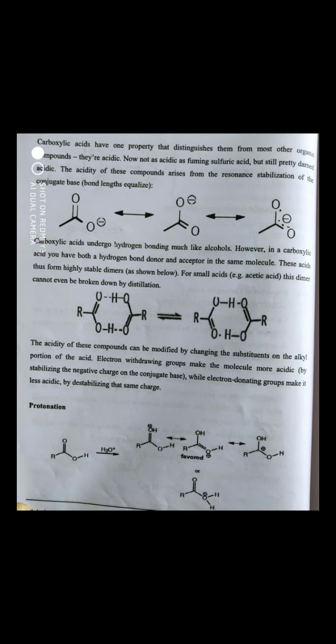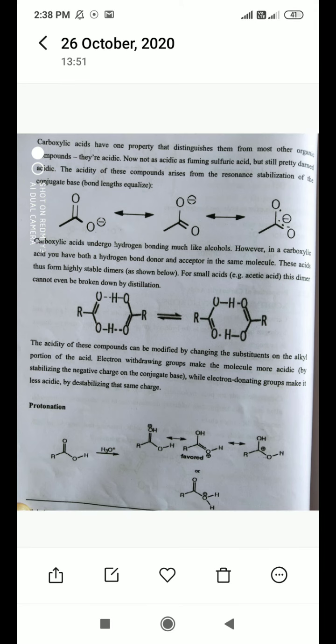Now the acidity of this compound can be modified by changing the substituent on the alkyl portion of the acid. Electron withdrawing groups make the molecule more acidic by stabilizing the negative charge on the conjugate base, while electron donating groups make it less acidic by destabilizing the same thing. This is what happens here.